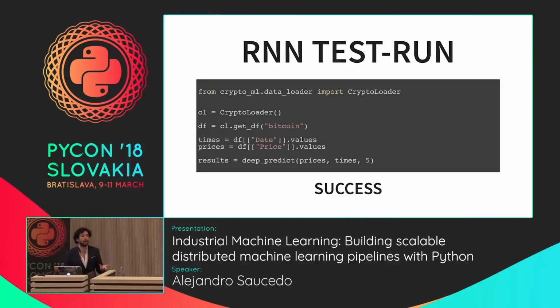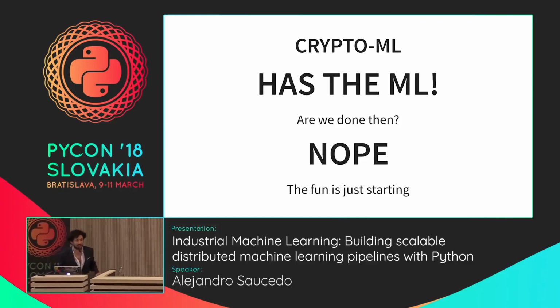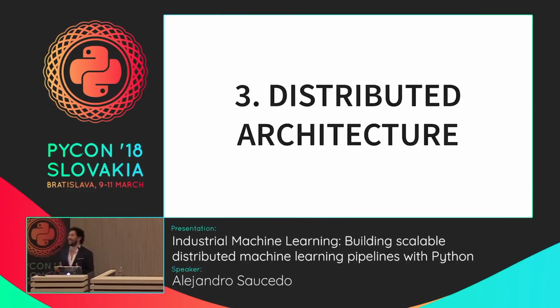By testing it, you would have the same approach, and you would get the same kind of prediction. Maybe it's better, but to know for sure, you would have to run some proper accuracy metrics on this. And now that CryptoML has ML, are we done then?